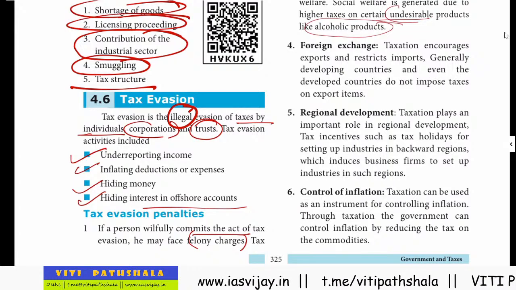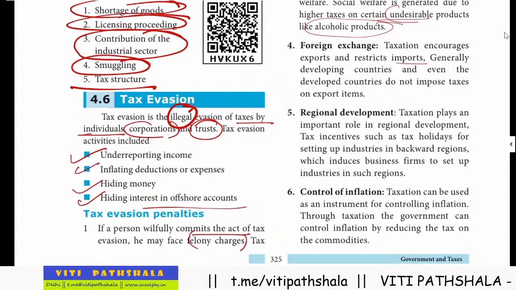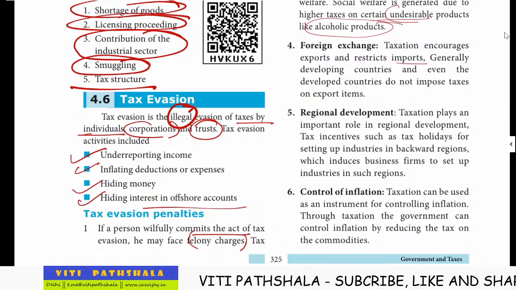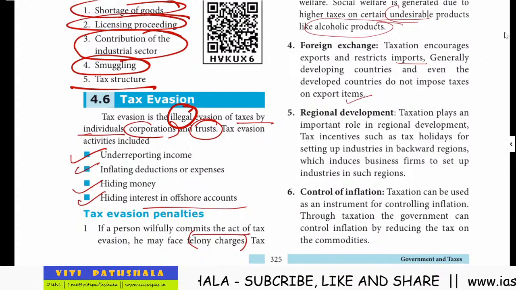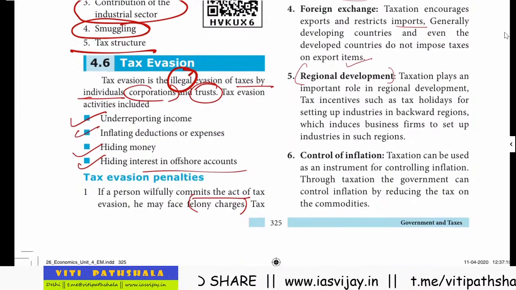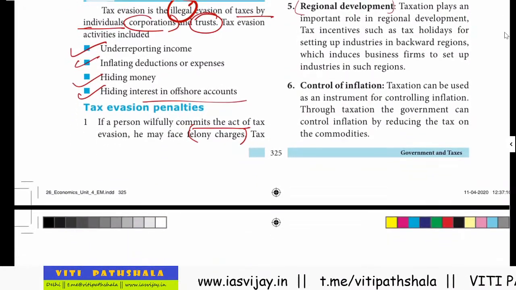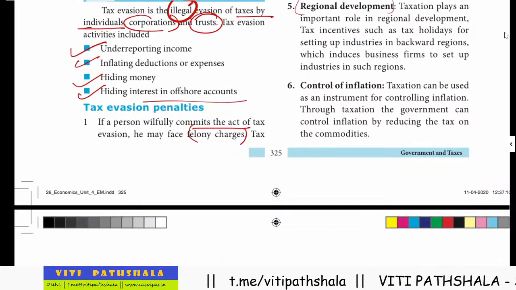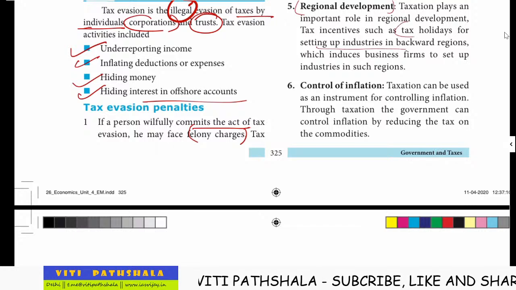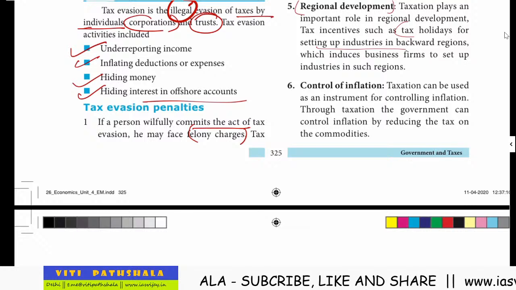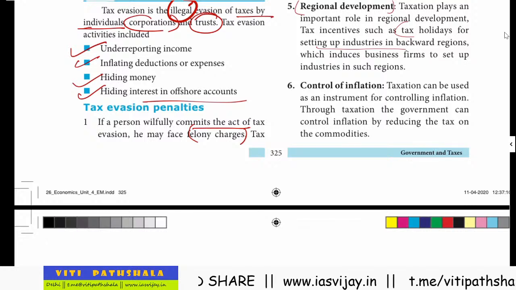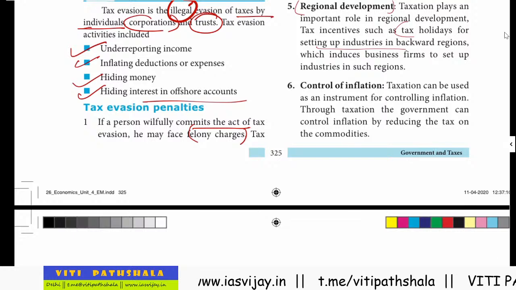Then regional development and foreign exchange. Taxation encourages exports and restricts imports. Generally, developing countries, even developed countries, do not impose taxes on export items. And then comes regional development. Taxation plays an important role in regional development. Tax incentives, such as a tax holiday for setting up industries in backward regions, induce business firms to set up industries in such regions.